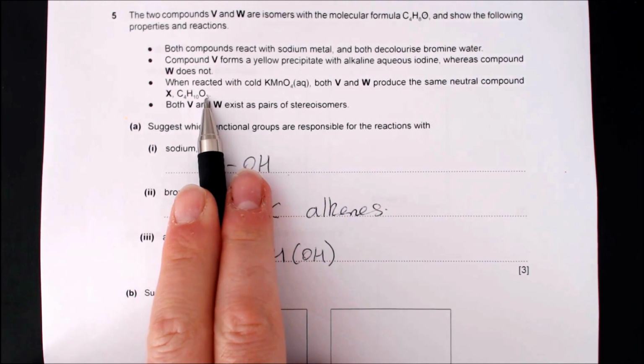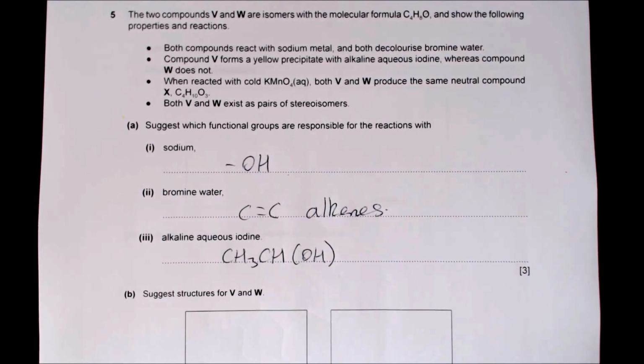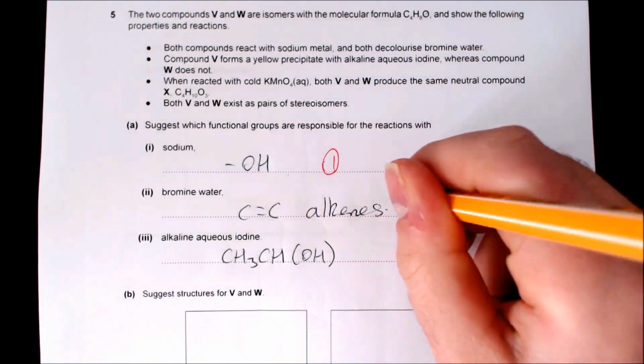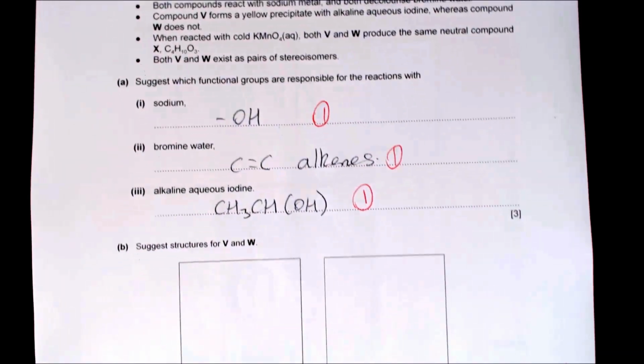So we've got to be very wary where this double bond is going to be in both of them. So we get 3 marks for this anyway. So let's just top the marks up here first before we draw the structures. So you get 1, 2, and 3. Okay. So then what we have to do is obviously suggest the structures for V and W.